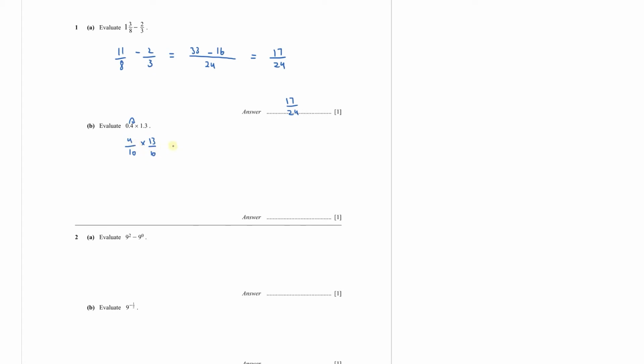And 13 times 4 is 52. So 52 over 10 times 10 is 100. So there are two zeros, so that means I will move the decimal two places to the left. It will come here, so this will be 0.52.